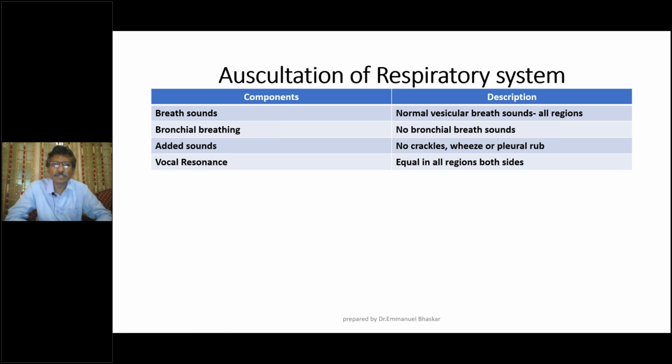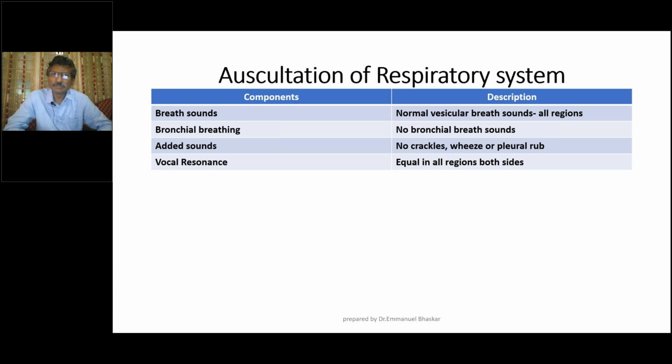So you need to comment on four things in auscultation. How are the breath sounds? Is it normal vesicular in all regions? Actually, vesicular breath sound is a misnomer, but we still use that terminology. So are the breath sounds normal in intensity in all the regions? Is there any bronchial breathing? Are there any added sounds? By added sounds, I mean any crackles, wheeze, or any rub.